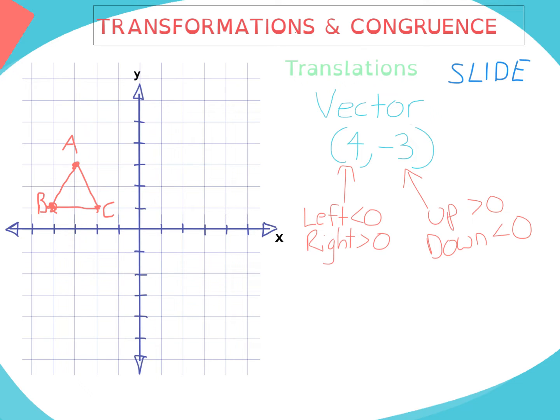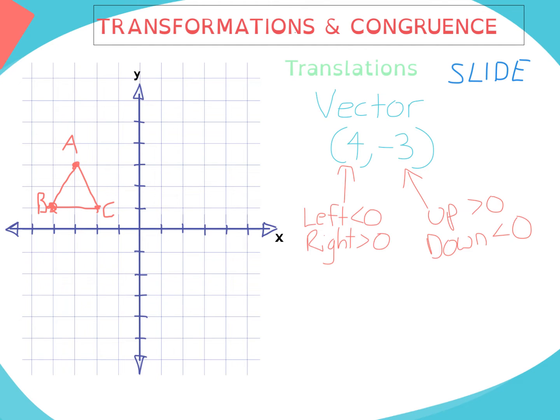You need a translation vector. The vector has two numbers. The first number tells you how far you go left or right. The second number tells you how far you go up or down. So what this writing means is if the first number is negative, less than 0, you go left. If the first number is positive, you go right. Similarly for here, if the first number is positive, you go up, and negative, you go down. So if I want to translate this shape using this vector, I need to move it 4 units to the right and 3 units down.